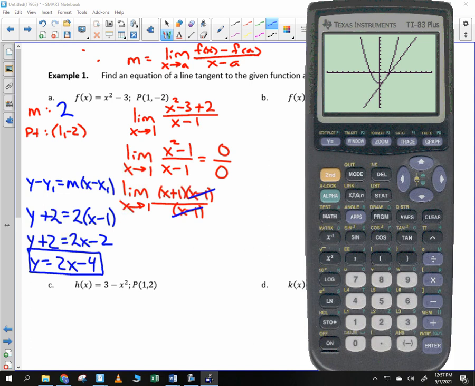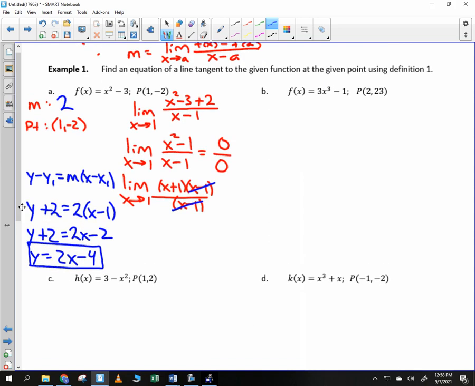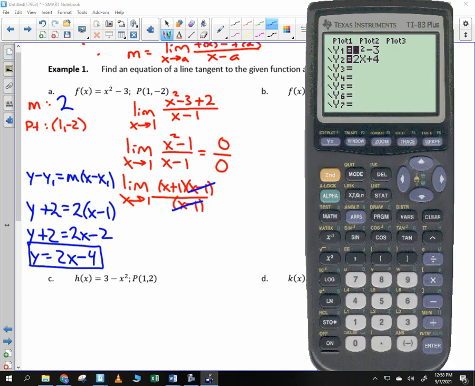If you end up with this look, you know you made a mistake, don't you? It is definitely not tangent. I'm not sure. Oh, for here? Yeah. I changed the minus to a plus. So we know we didn't have the correct line.